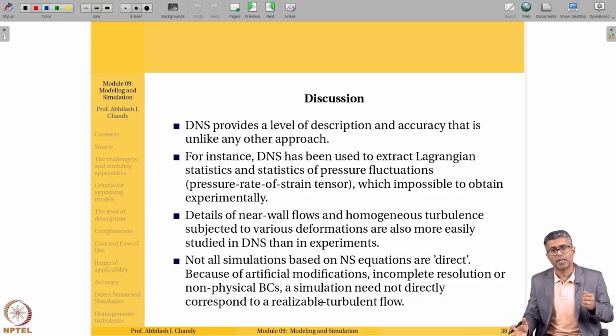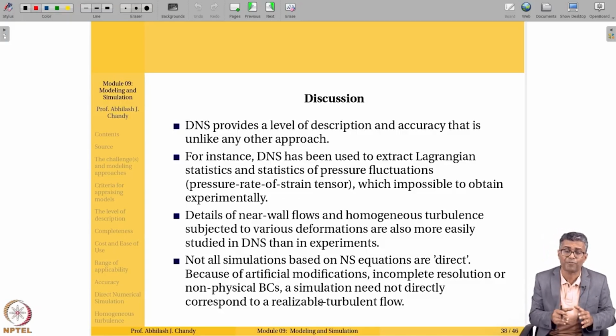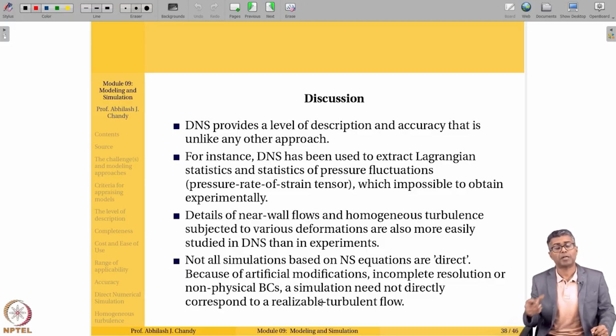So, for example, DNS can be used to extract any kinds of statistics, even Lagrangian statistics, because you have information at all points in space at all times. So that means you can extract Lagrangian statistics as well. You can extract two-point correlations. You can extract rate of strain tensors. Anything is possible using DNS calculations because of the amount of information that is already available.